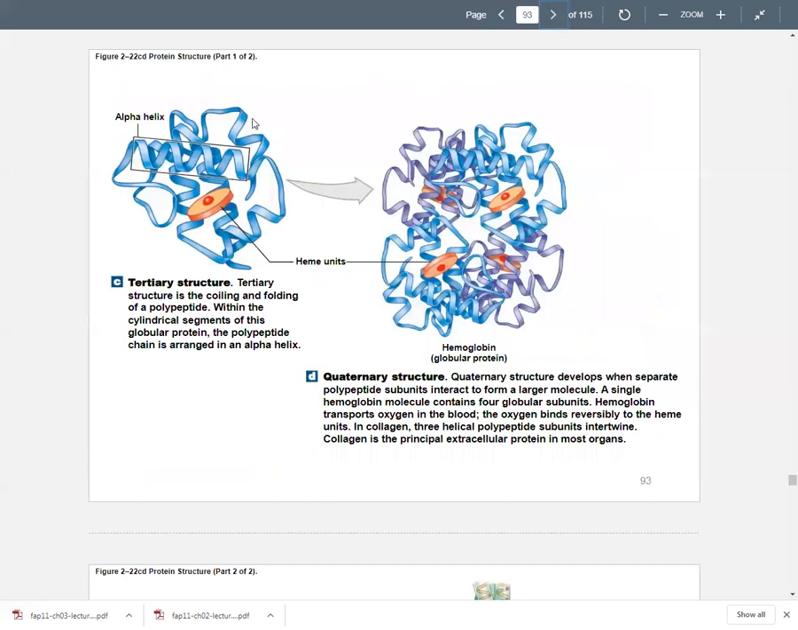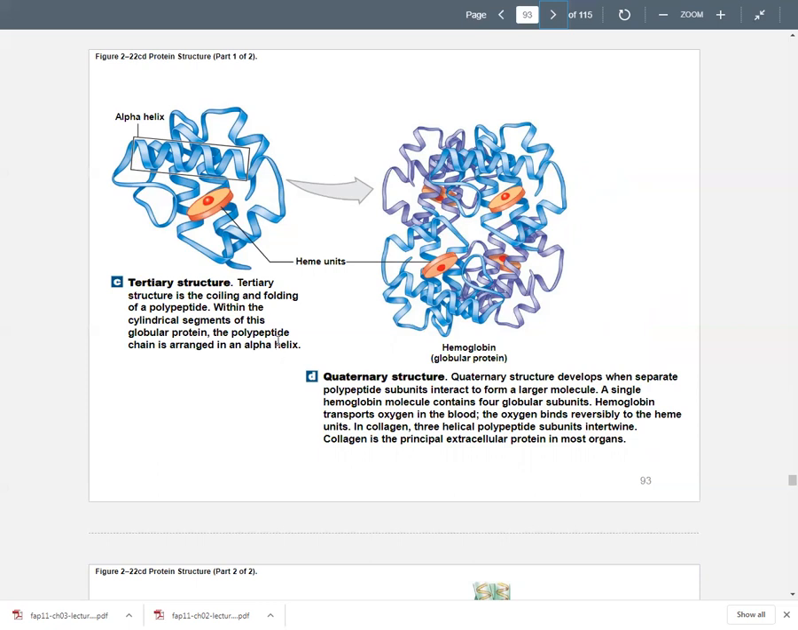Here's your tertiary structure. So it's looking at the whole polypeptide. You can see some coils. All right, but it's basically how the whole molecule moves, what it looks like in three dimensions. Quaternary structure, multiple subunits, multiple protein units together.